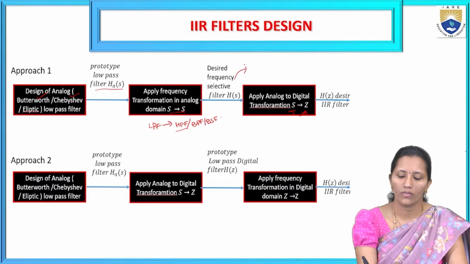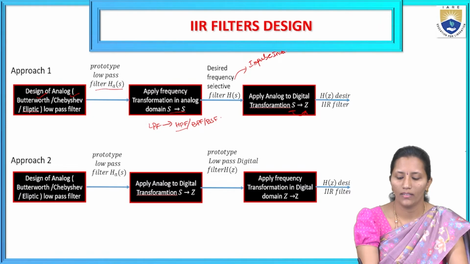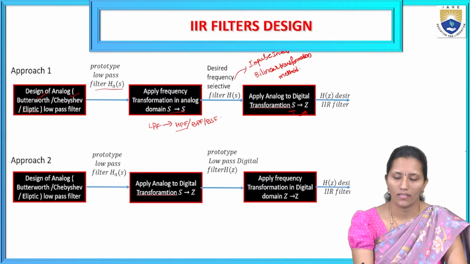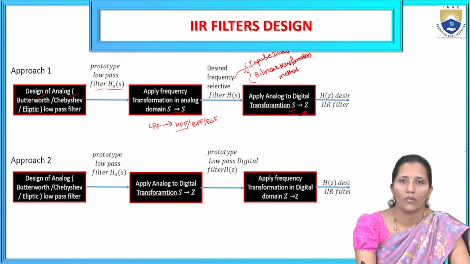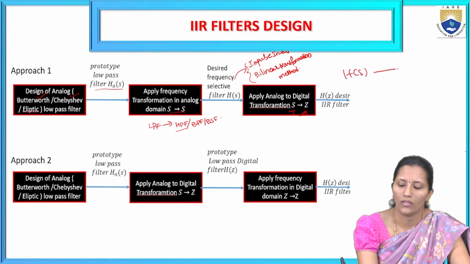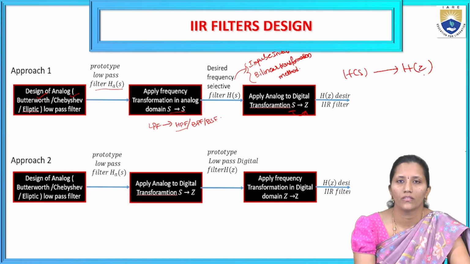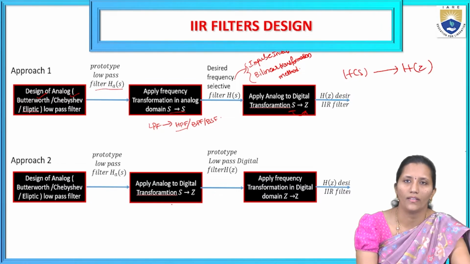Here we are going to use the impulse invariant method and the bilinear transformation method. The matched transform method is also there. According to the syllabus, we are going to discuss the impulse invariant method and the bilinear transformation method to convert the analog filter transfer function H of S into H of Z, S domain to Z domain. So this gives the digital IIR filter transfer function.